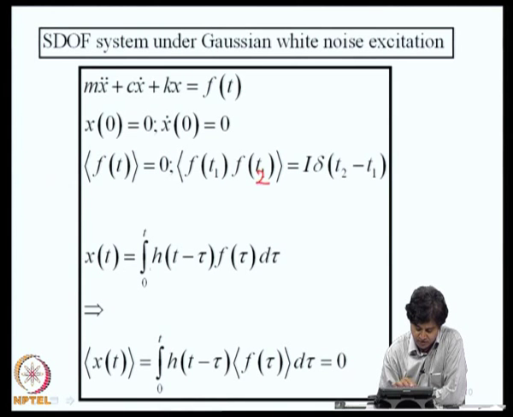Now, x of t can be written in terms of the Duhamel integral again as shown here. Now, if you consider the expected value of x of t, expected value of f of tau will come here in the Duhamel integral. This is given to be 0, therefore, this is 0. The system starts from rest, therefore, there are no other terms in your expression for x of t.